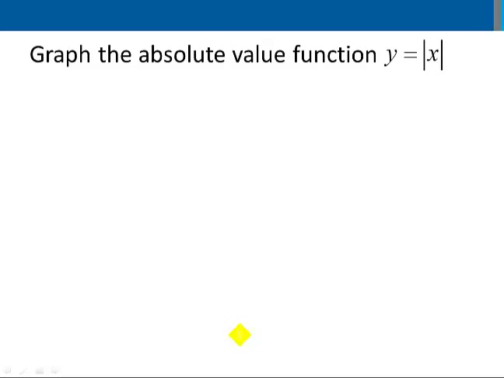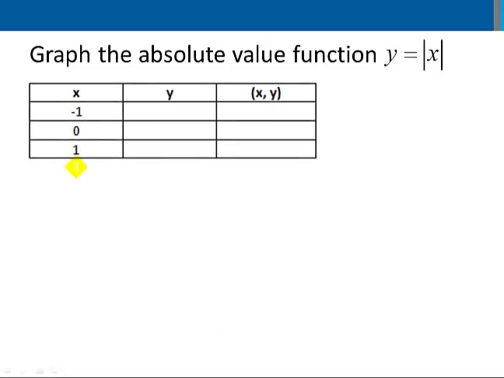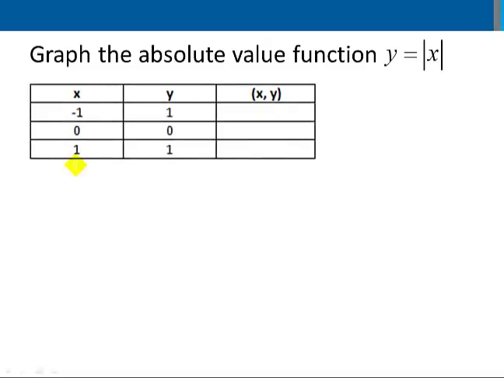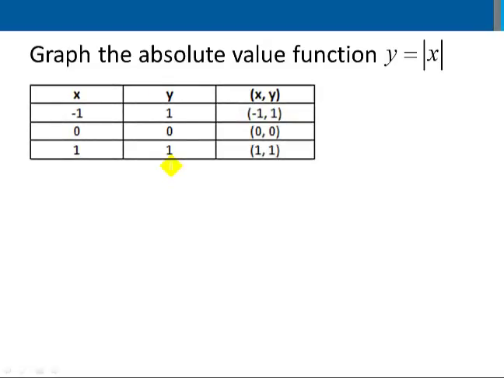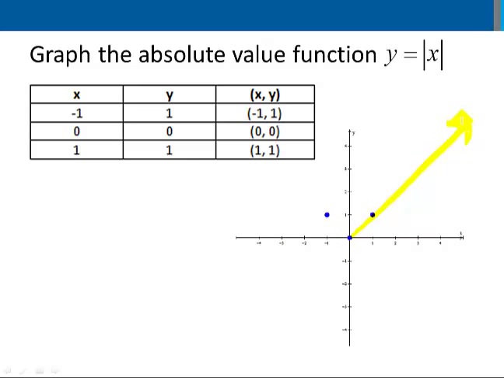Next, we want to graph the absolute value function y equals absolute value of x. The 3 key points include x values of -1, 0, and 1, corresponding y values of 1, 0, 1, giving us the ordered pairs (-1, 1), (0, 0), and (1, 1). Let's plot these 3 points. Remember, y equals absolute value of x has a V shape, and that completes the graph of y equals absolute value of x.